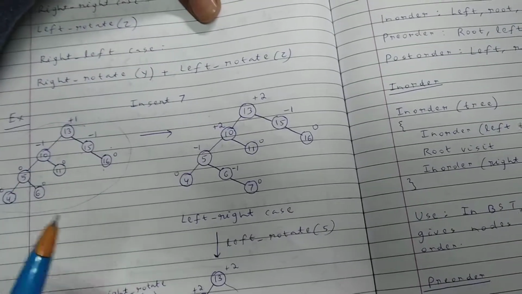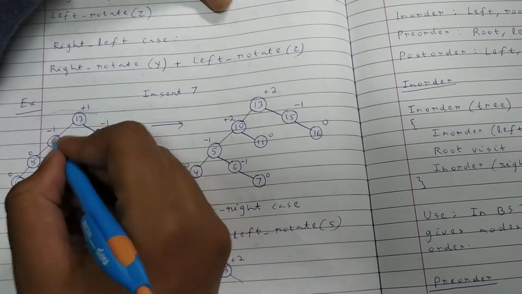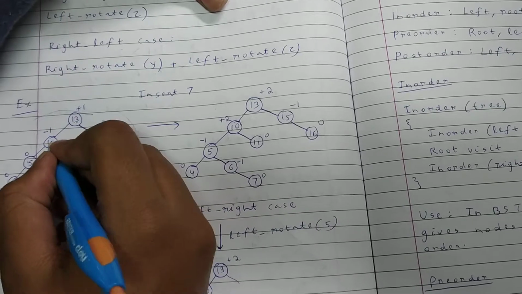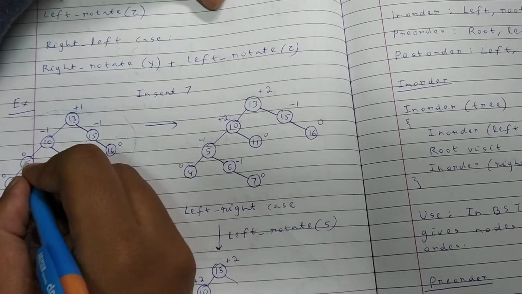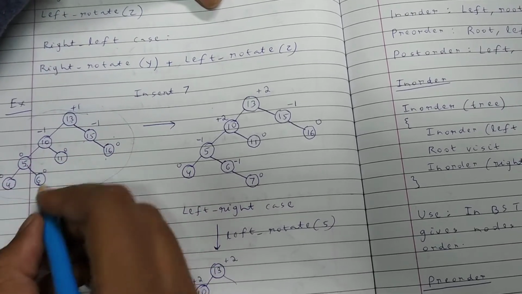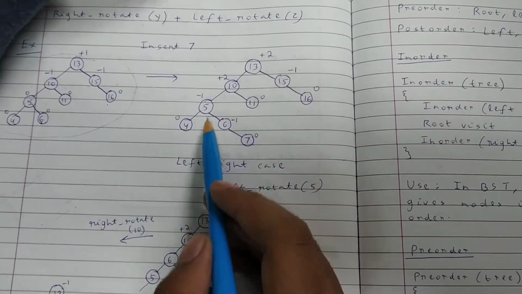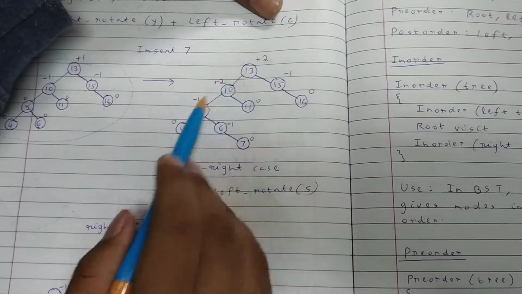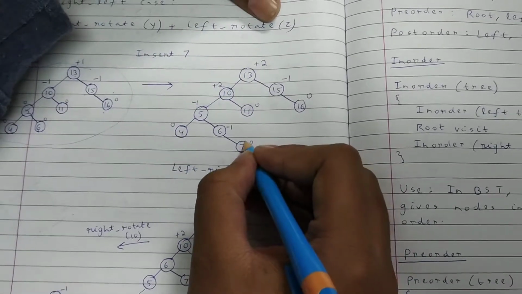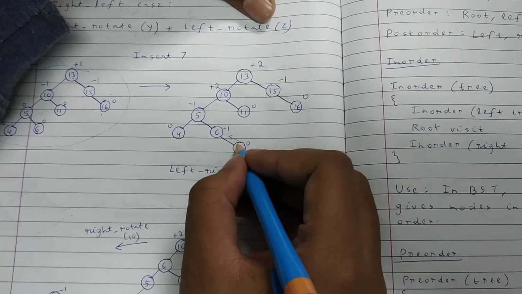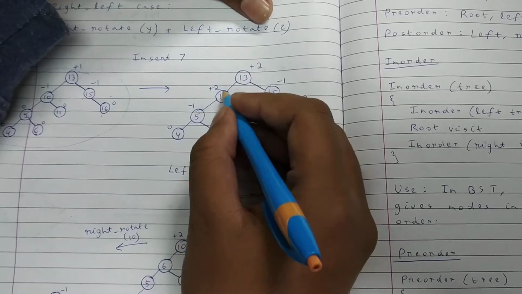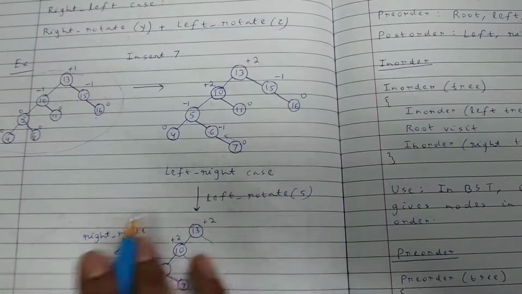First we perform standard BST insertion. 7 is less than 13, so go left. 7 is less than 10, so go left. 7 is greater than 5, so go right. 7 is greater than 6, so go right. So we insert 7 here. Now when we calculate, we see that some nodes have become unbalanced. So we travel up from 7 to the first unbalanced node: 7, 6, 5, 10. 10 is the first unbalanced node that we encounter.